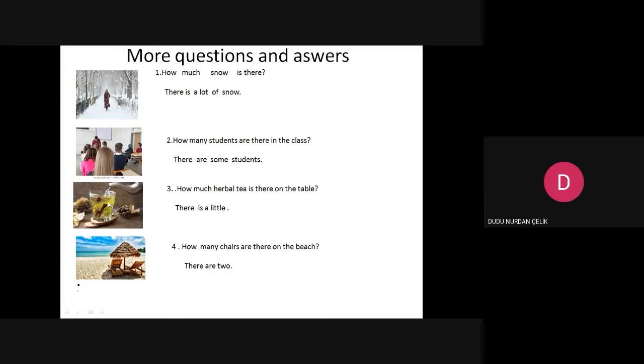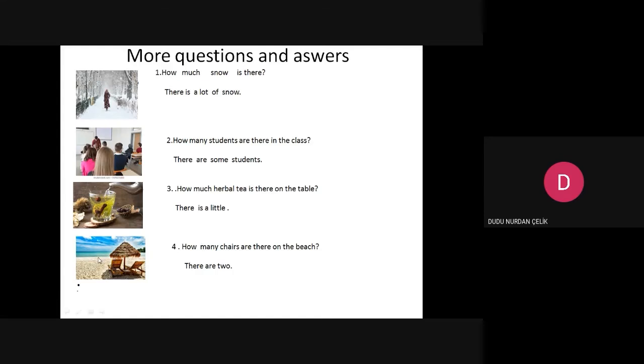On the table. 1 glass? Yes. Or 1 cup? That's all. So we can say there is a little. Or there is a little herbal tea on the table. Or you can say there is a glass of herbal tea on the table. A possible answer.